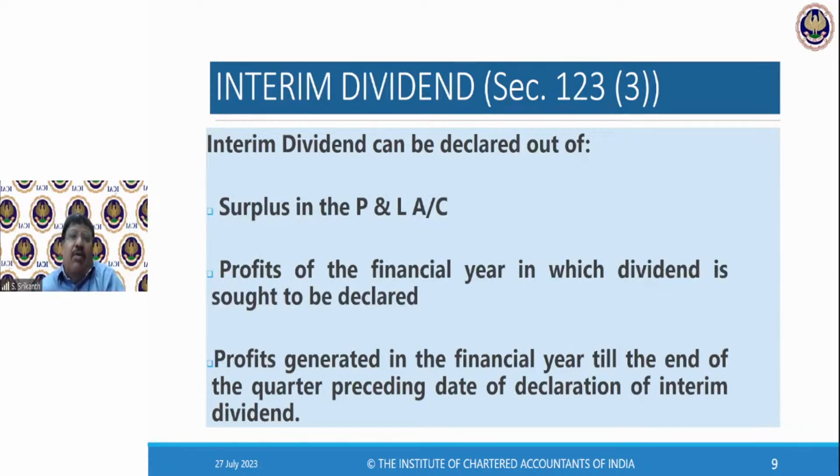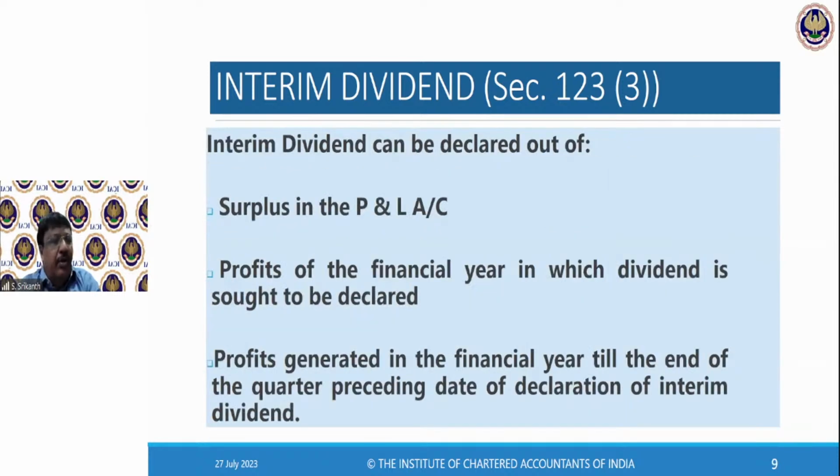Interim dividend can be declared out of surplus in the P&L account. Meaning, the accumulated profit in the P&L account, accumulated till last year, 31st March: the opening balance plus profits of the financial year up to the date on which the dividend is sought to be declared. Profits generated in the financial year till the end of the quarter preceding the date of declaration of interim dividend. That's why I said quarter. So let us say 30th September, second quarter ending. You take the profits generated up to the second quarter ending. That can be used for declaring interim dividend.